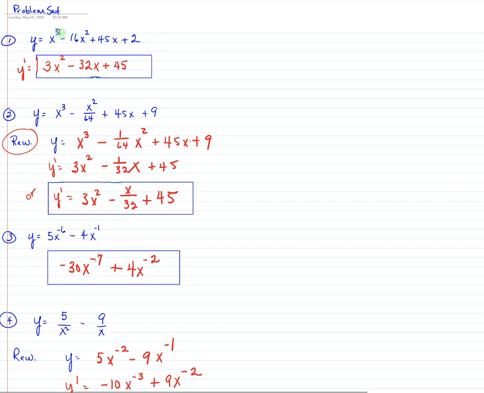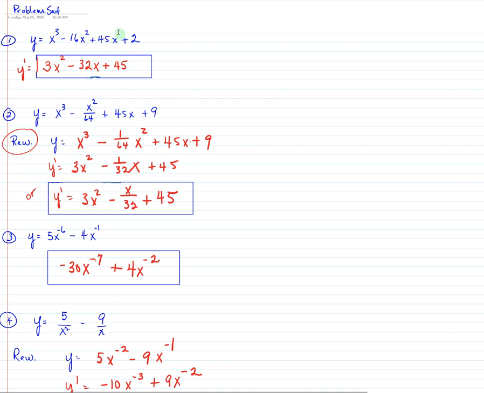So x cubed, the derivative would be 3x, and then take away 1, so that's 3x squared. When we have this, there's already a number here. So we're going to take this 2, multiply it by 16, and then take 1 away. So that becomes 32x. Now, 45x, let's think about that.